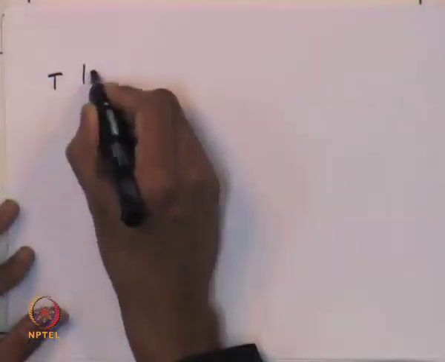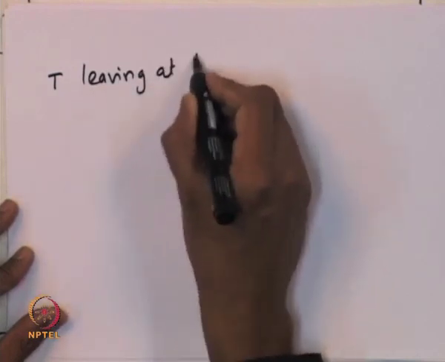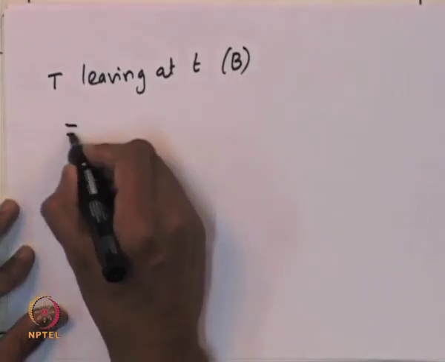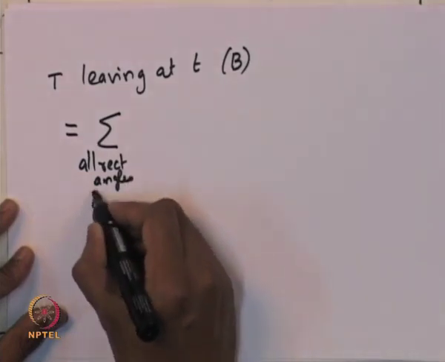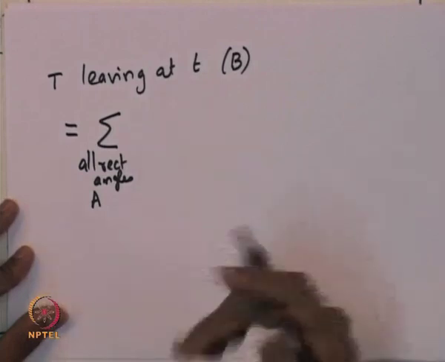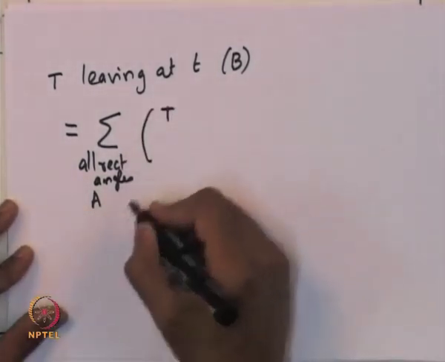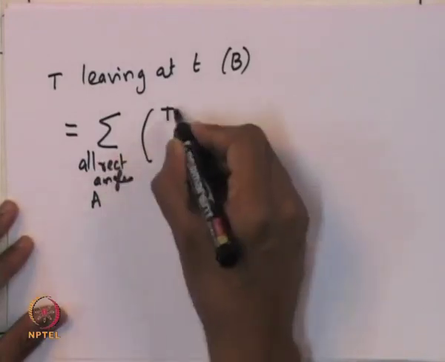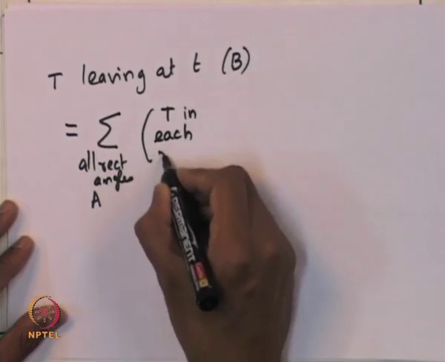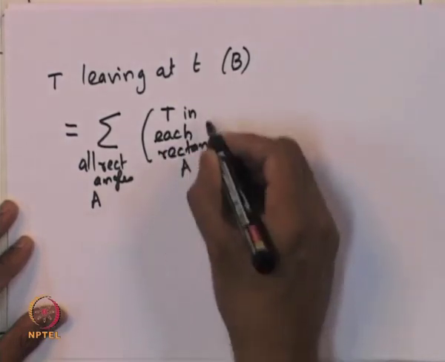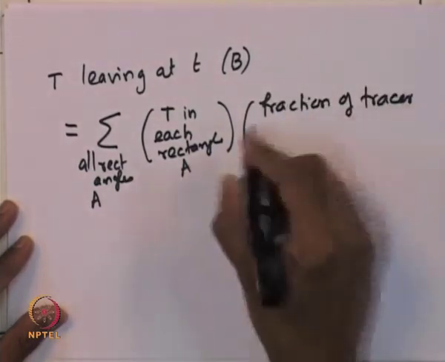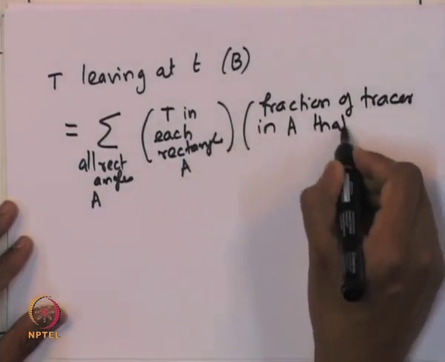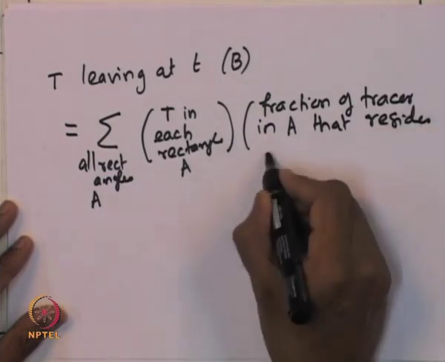Now this can be rewritten as follows. The amount of tracer leaving at t, that is rectangle B, should be equal to the sum over all rectangles A, that is, all rectangles in the feed stream, of the amount of tracer in each rectangle multiplied by the fraction of tracer in rectangle A that resides for t prime.